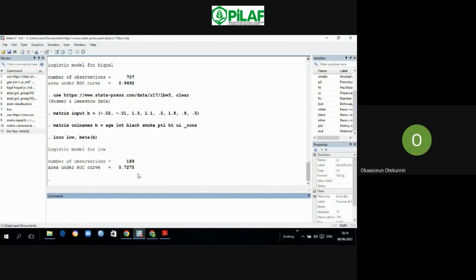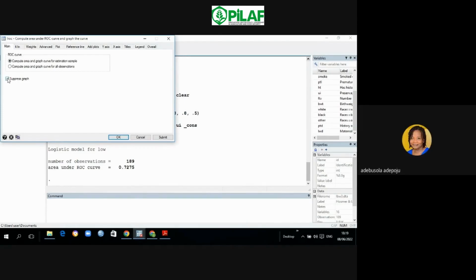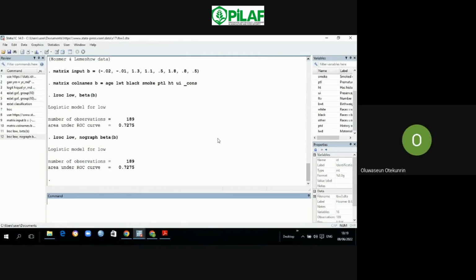So if you want to suppress the graph, you just go back to main and check that box beside suppress graph. Once you check that box, it will give us the result, 0.7275, but the graph will not be displayed. You can see the command: lroc low, comma, nograph, beta B. So that's that about the ROC curve for predictive power.